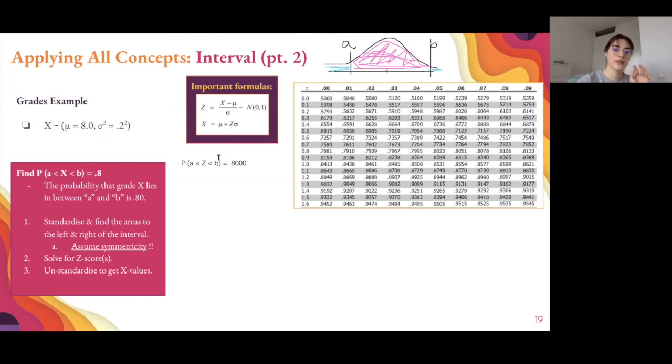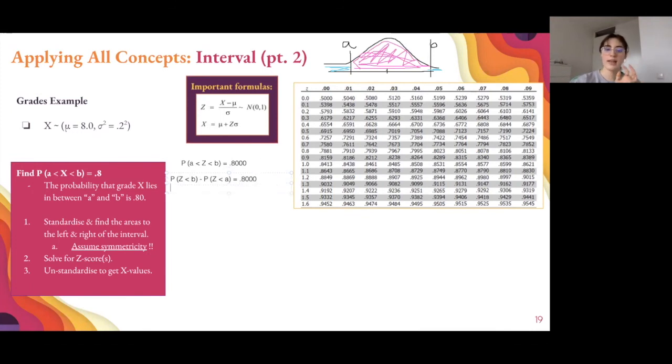So now that we've rewritten this probability, we need to separate this interval as always. So let's rewrite this as the probability that z is less than b minus the probability that z is less than a is equal to 0.8.